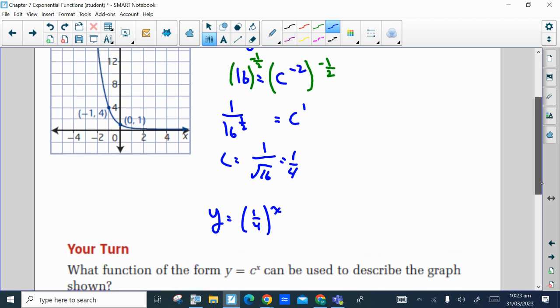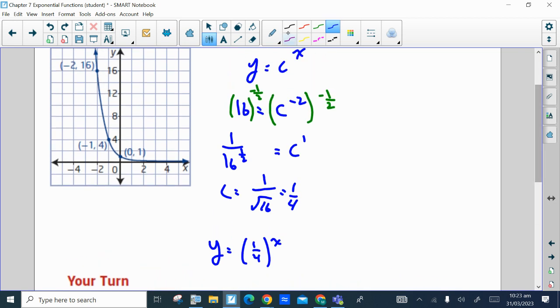So I did that using the point -2, 16. Or I could also use the point -1, 4. In fact, that one's going to be a little bit easier. If I use the point -1, 4, I'll get 4 equals c to the -1. I will raise both sides to the power -1. So then I get c to the +1 on the right, equaling 4 to the -1, which is 1/4. Same value.